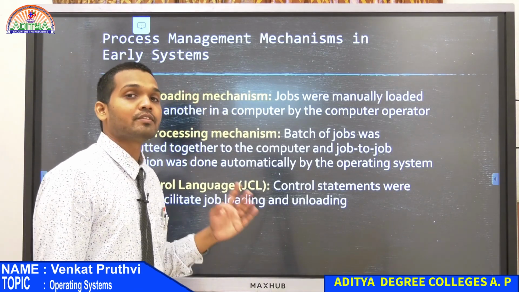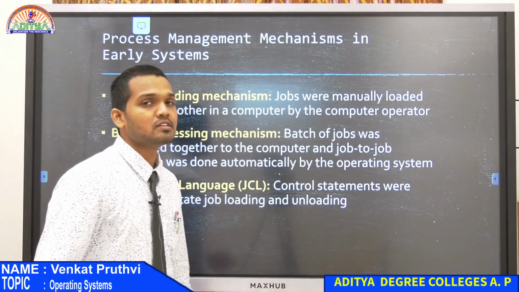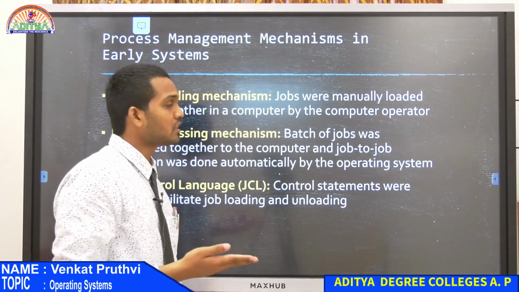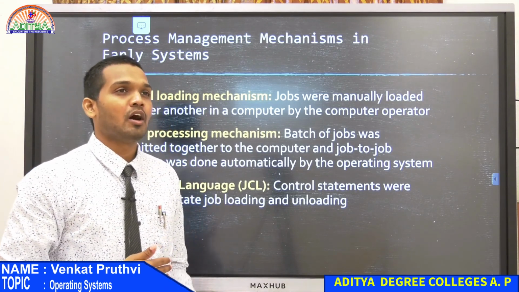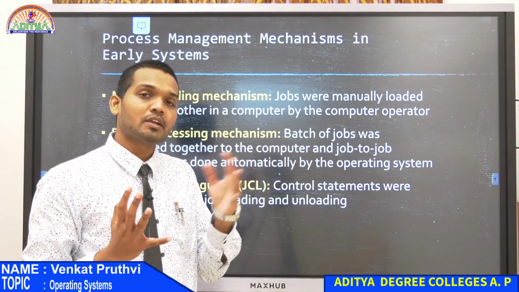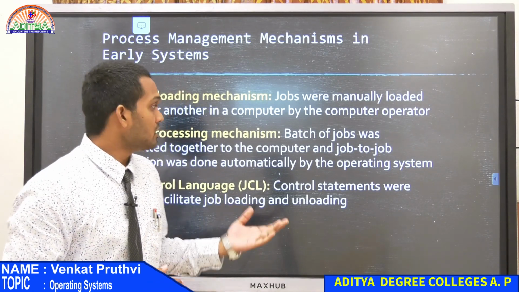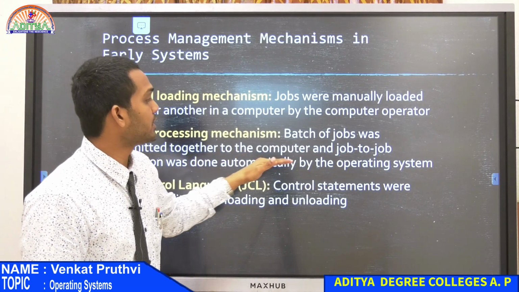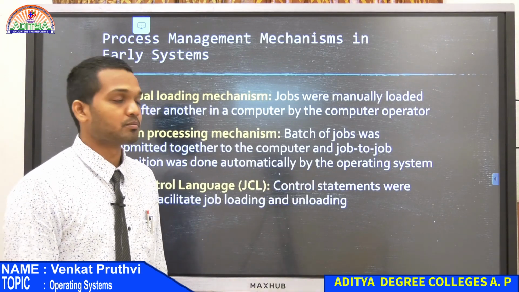And then after that we started with the batch processing mechanism. What do you mean by batch processing? Initially there was only one process at a time, right? Only after the first process was done were they able to do the second process. After that, they thought, how many days will we do it like this? Let's club all the similar tasks together and operate them at a time. So, in batch processing, a batch of jobs was submitted together to the computer and job to job transition was done automatically by the operating system.